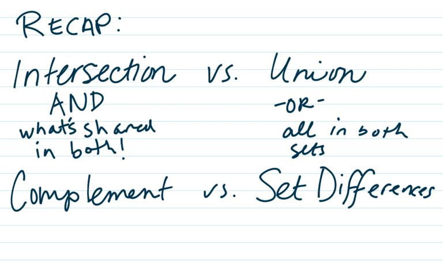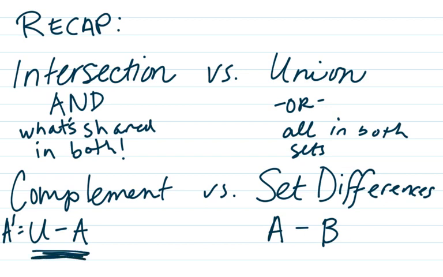The complement is essentially the universal set minus A, if we're talking about the complement of A. And the set difference is the set A take away what's in B. Again, the set difference is the elements of A that are not in B. So you only count the things that are purely only in set A. The complement is everything in the universal set except everything that's in set A. All right? So this is another way you could think about the complement.